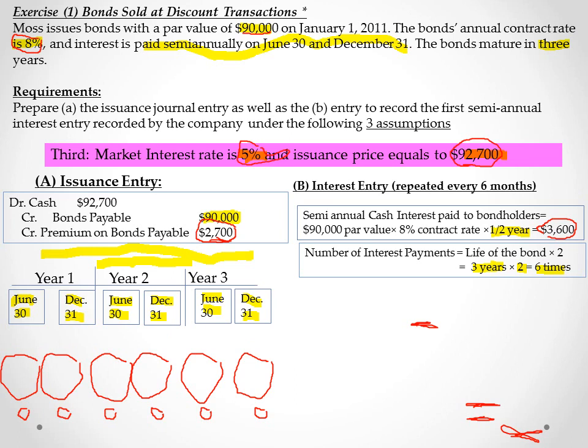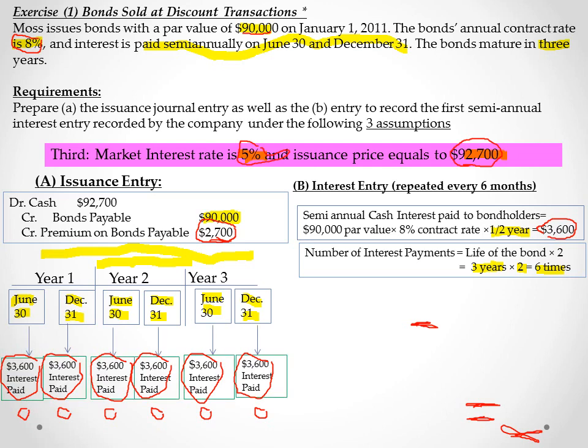Then, after 3 years, the company will repay the par value. So the company will record a credit to bonds payable by the par value. Each time we record bonds payable, we include it by the par value. So the company will be liable for the 90,000, so it will credit bonds payable by 90,000. Then we have a difference between the debit side and the credit side. This difference represents 2,700. This 2,700 is because the company issued the bonds at a premium. So we will record this as a credit to premium on bonds payable. So that is the first step.